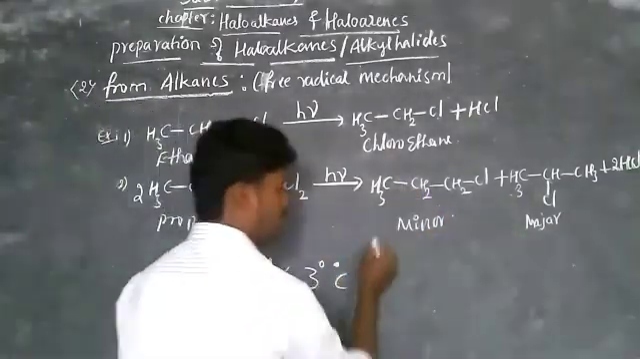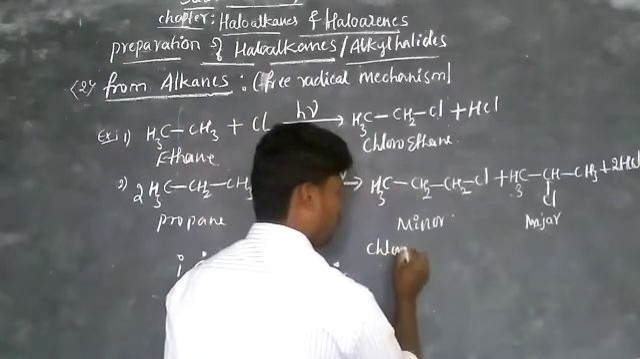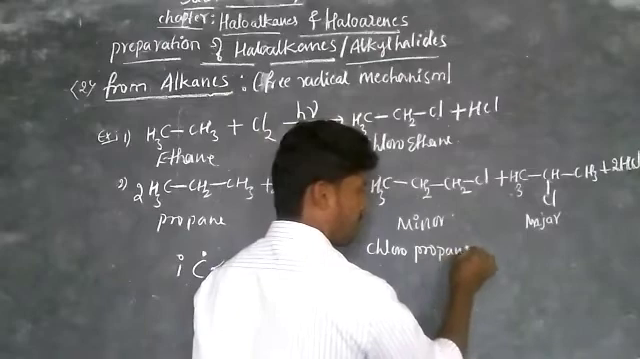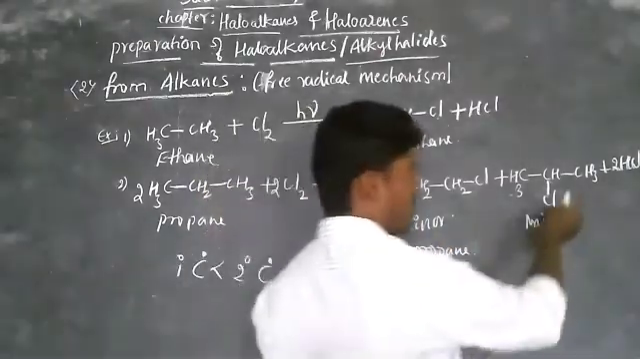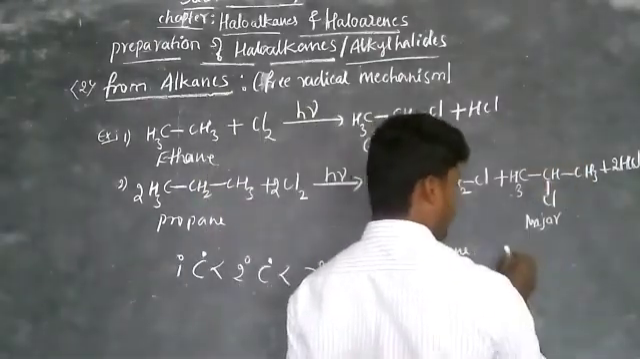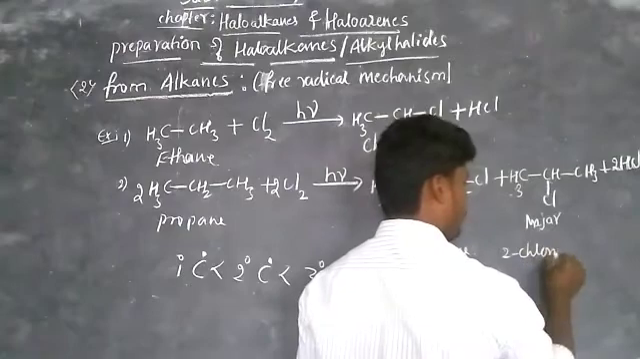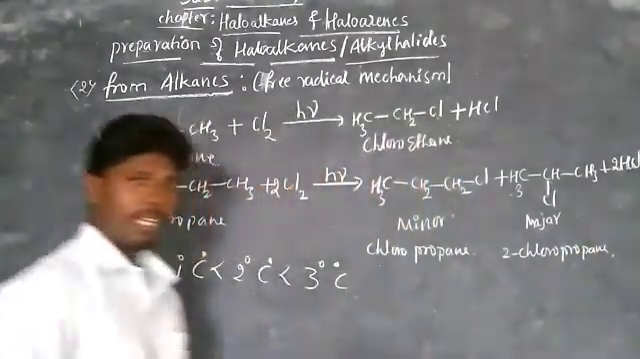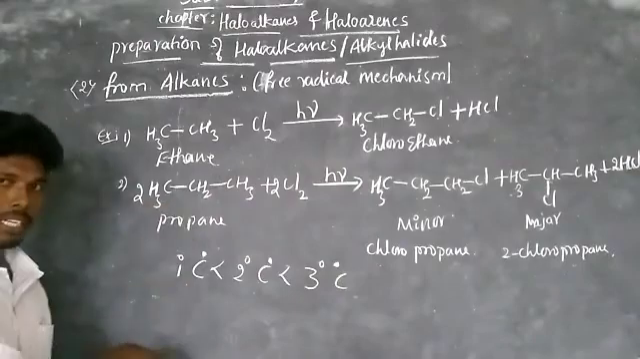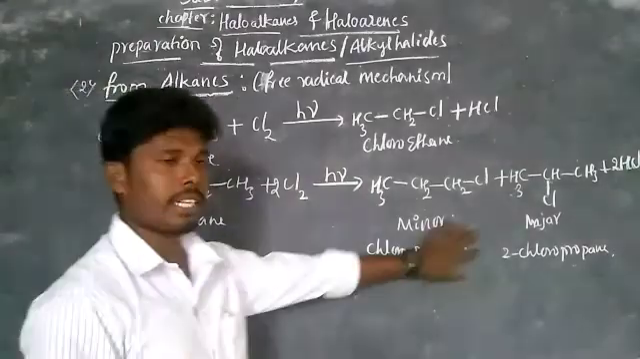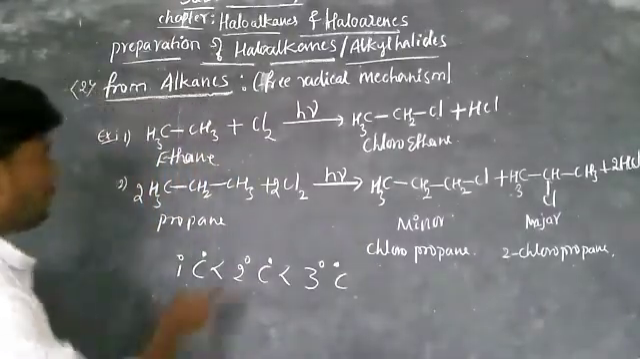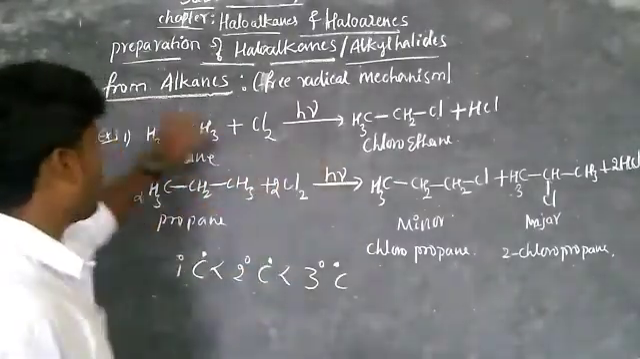So its name is chloro. 1, 2, 3 carbon atoms, that is propane, or 1-chloropropane. This is 1, 2, 3, 2-chloropropane. Similarly, as the number of carbon atoms increases, the products also increase, that is isomers also increase. This is the method of preparation of alkyl halides from alkanes.